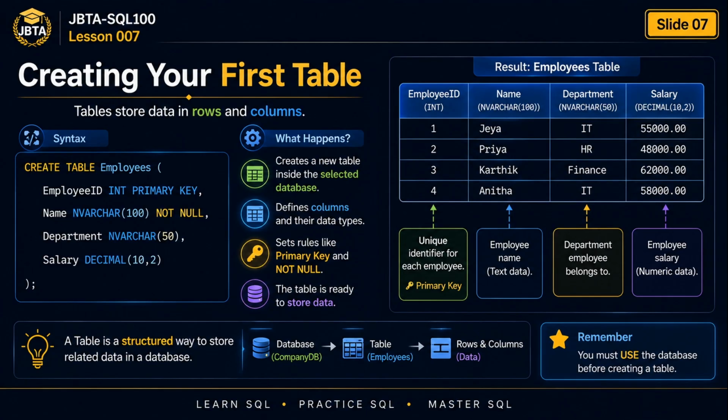The second column is Name NVARCHAR(100) NOT NULL. NVARCHAR(100) allows us to store text with a maximum length of 100 characters. The NOT NULL constraint means every employee must have a name. This field cannot be left empty. Next, we have Department NVARCHAR(50). This column stores the department name, such as IT, HR, Finance, or Sales. Finally, we have Salary DECIMAL(10,2). This data type is used to store numbers with decimal values, making it suitable for salaries, prices, and financial data.